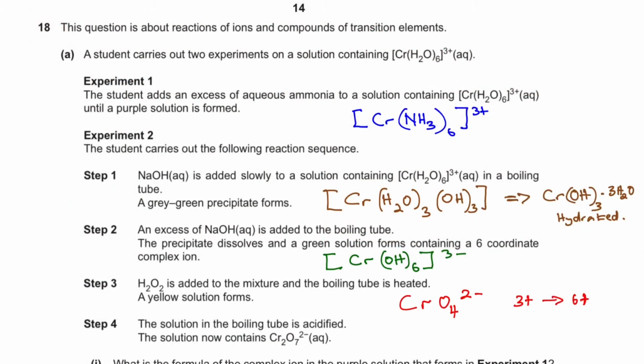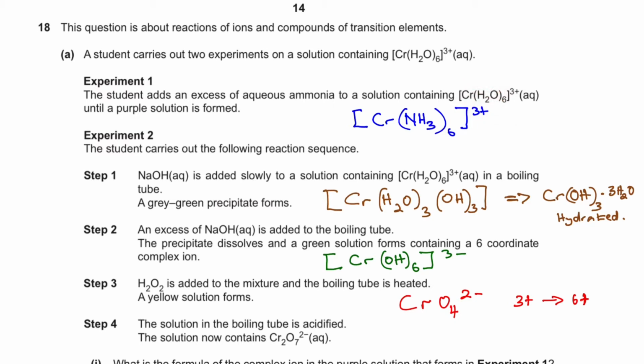Question 18. This question is about reactions of ions and compounds of transition elements. A student carries out 2 experiments on a solution containing chromium 3 plus 6 water. Experiment 1. The student added an excess of aqueous ammonia to a solution containing chromium 3 plus 6 water.